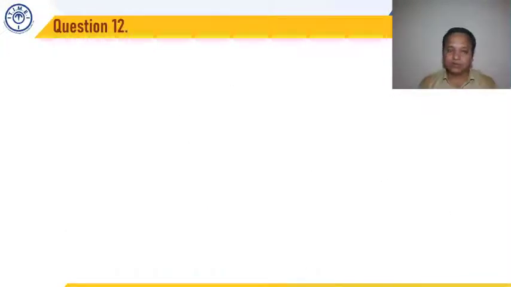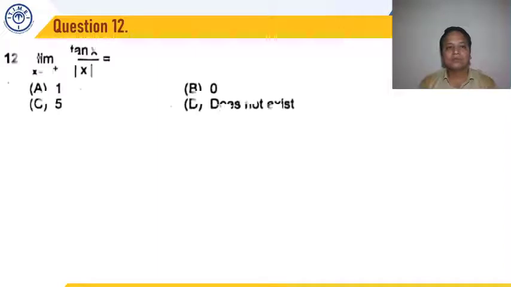Let's try question 12 of the handout. It says limit x tends to 0 plus. 0 plus means we are approaching 0 from the right hand side, towards positive values. It says tan x upon mod x, and the options are given as 1, 0, 5, does not exist.